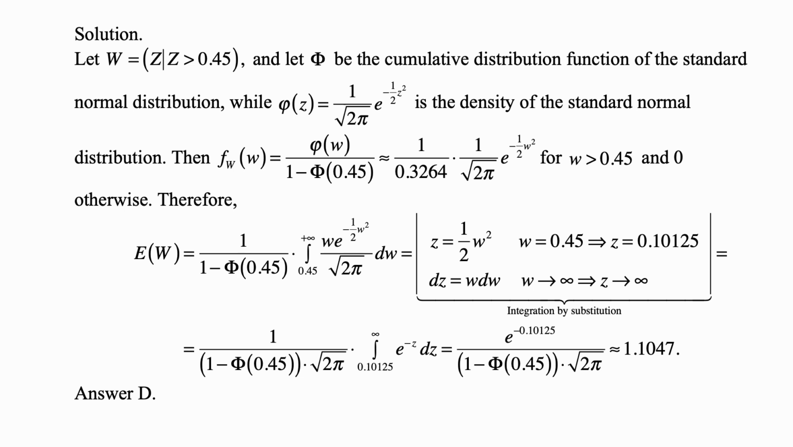We actually already looked up the value of 1 minus Φ of 0.45, so you plug that in, multiply by square root of 2π, take the reciprocal of that, multiply it by the value of e to the minus 0.10125, and we get approximately 1.1047, which is answer D.